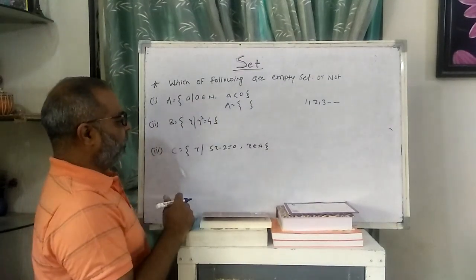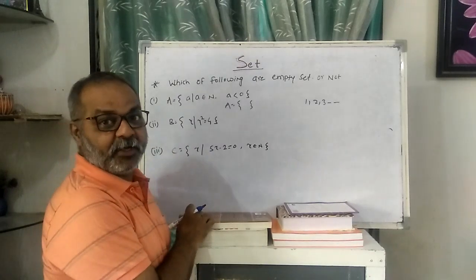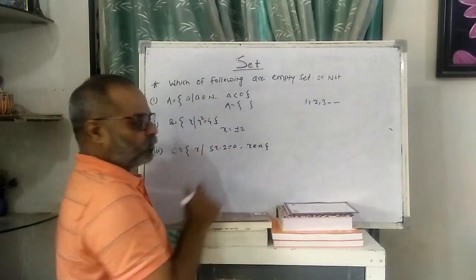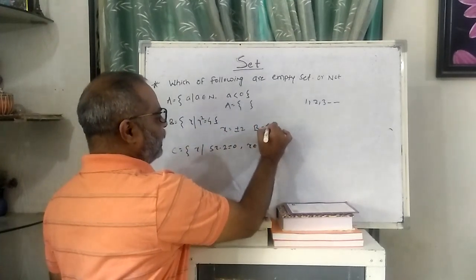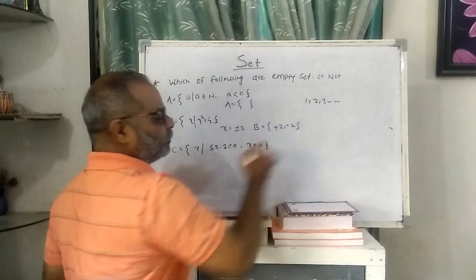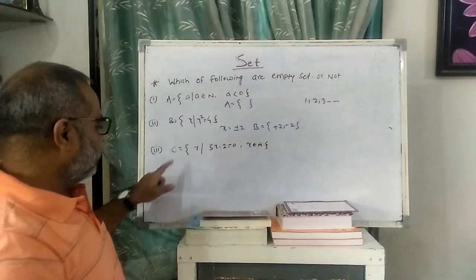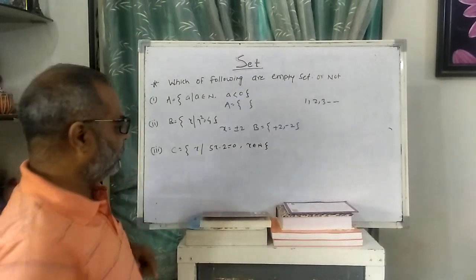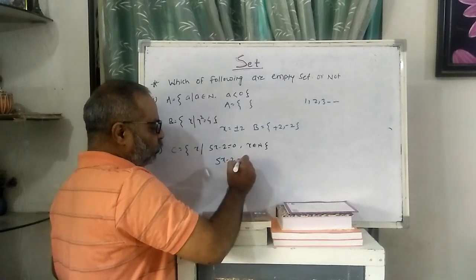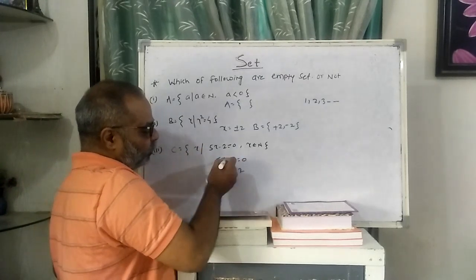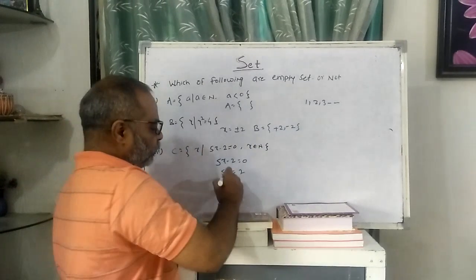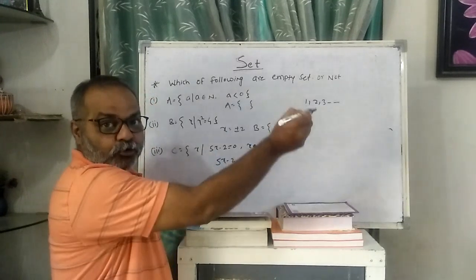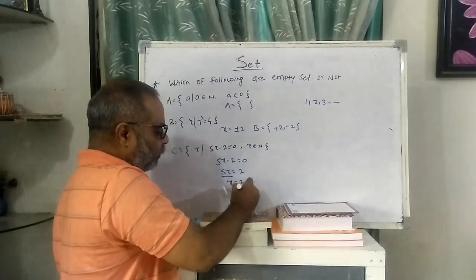What about the next one? B is equal to x such that x squared is equal to 4. I find the value of x: x is equal to plus and minus 2. So what elements are present here? B contains plus 2 and minus 2. Now what about C? C is equal to x such that 5x minus 2 is equal to 0 and x belongs to natural numbers. I solve it: 5x minus 2 is equal to 0, so 5x is equal to 2, since minus goes to that side and becomes plus. 5x means 5 multiplied by x, so when I change sides, it goes to division. So x is equal to 2 by 5.